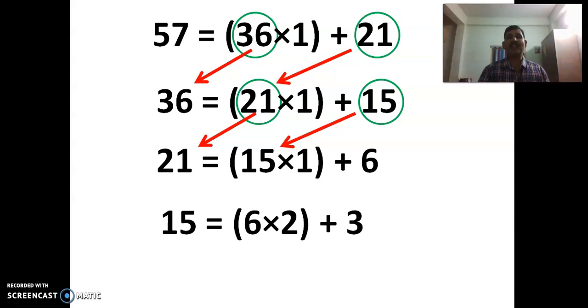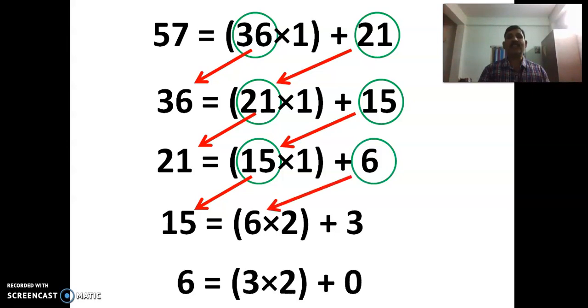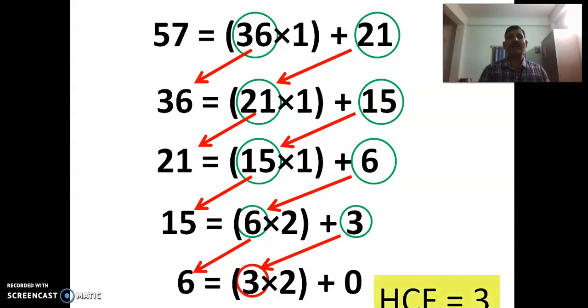As we discussed earlier, we have to continue with this process till we get remainder 0. So 15 is the dividend and 6 is the divisor. 15 is equal to 6 into 2 plus 3. Again, 6 is equal to 3 into 2 plus 0. What does it mean? Here we can easily observe that 3 is the HCF. So 3 is the HCF of 57 and 36.